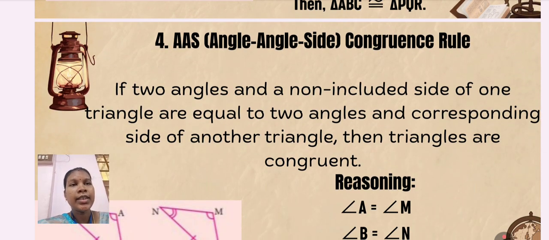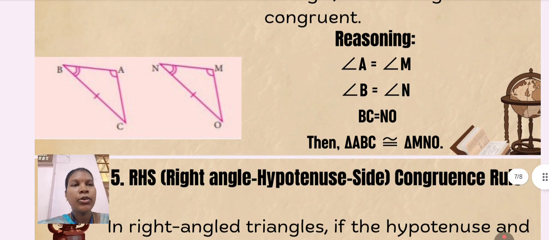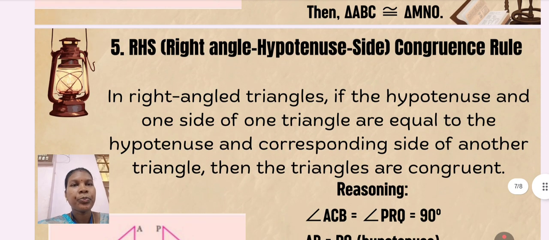AAS means angle, angle, side. If two angles and a non-included side of one triangle are equal to two angles and the corresponding side of another triangle, then the triangles are congruent. Reason: angle A is equal to angle M, angle B is equal to angle N, BC is equal to NO. Then triangle ABC is congruent to triangle MNO. Then going to fifth property.